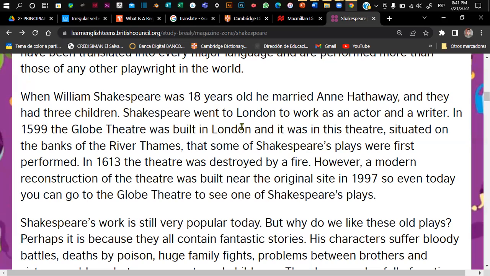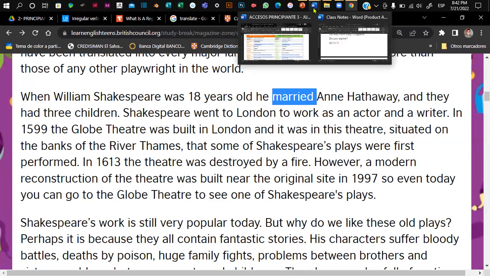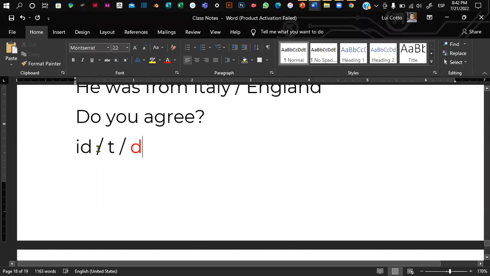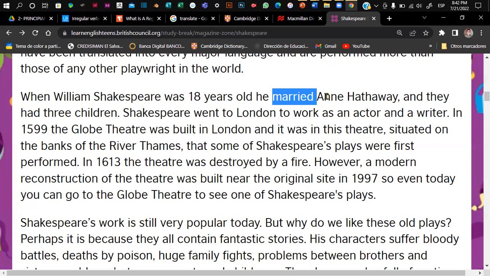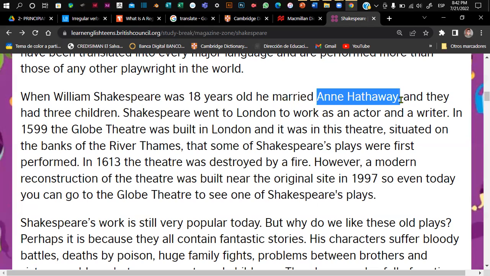Okay, very good. Nice. What is the pronunciation for this word? Married. T or D? D. Correct. Married. He married Anne Hathaway. The actress Anne Hathaway, really? No, it's not that one. She is not the one that you think. It's another person with the same name. And they had how many children?